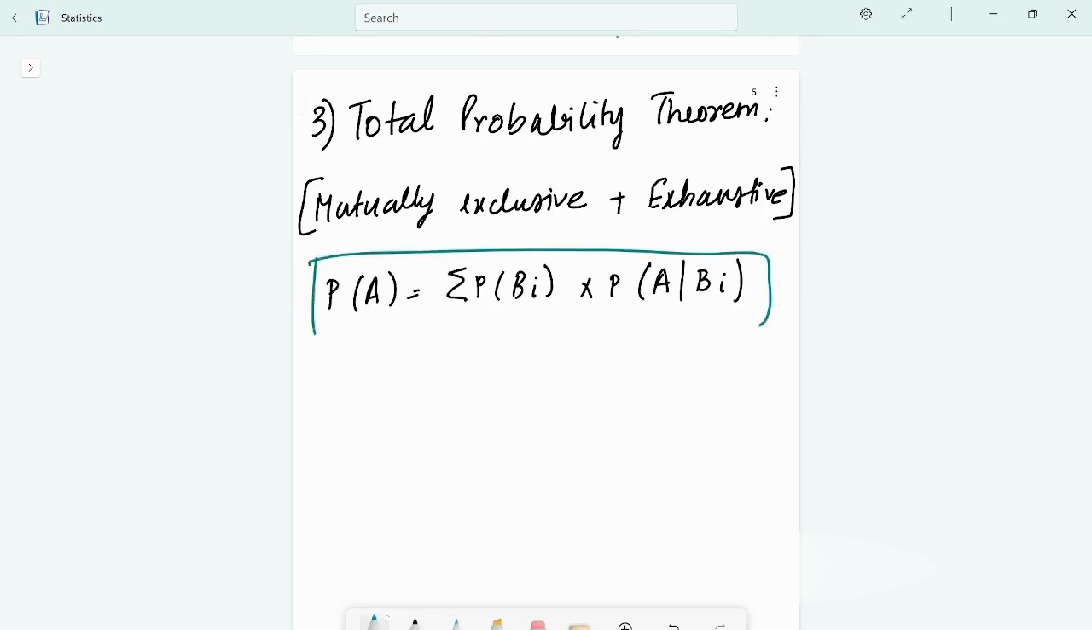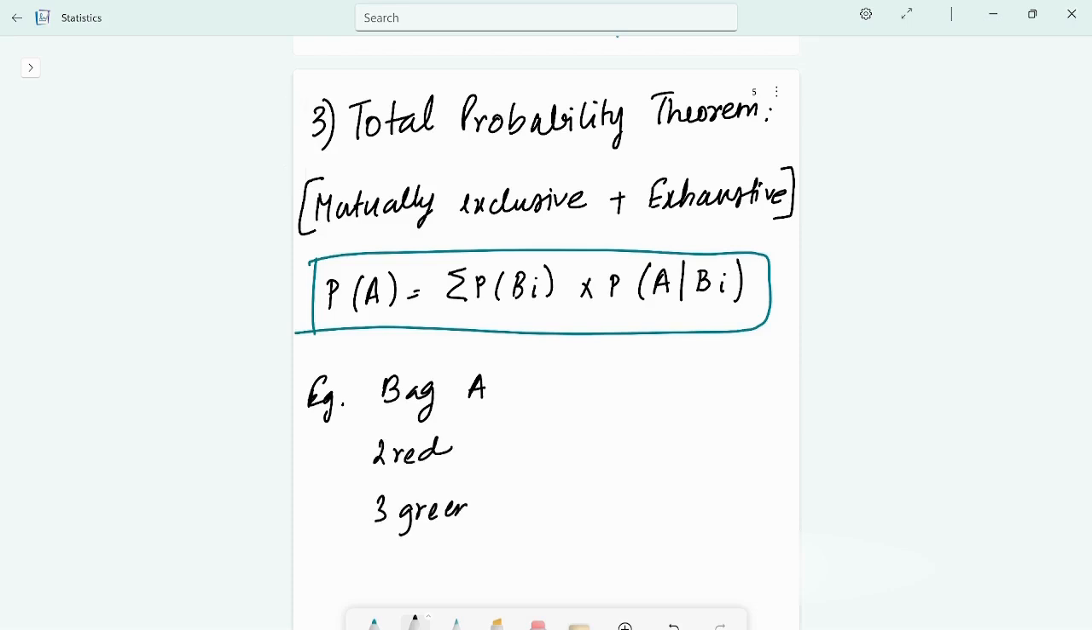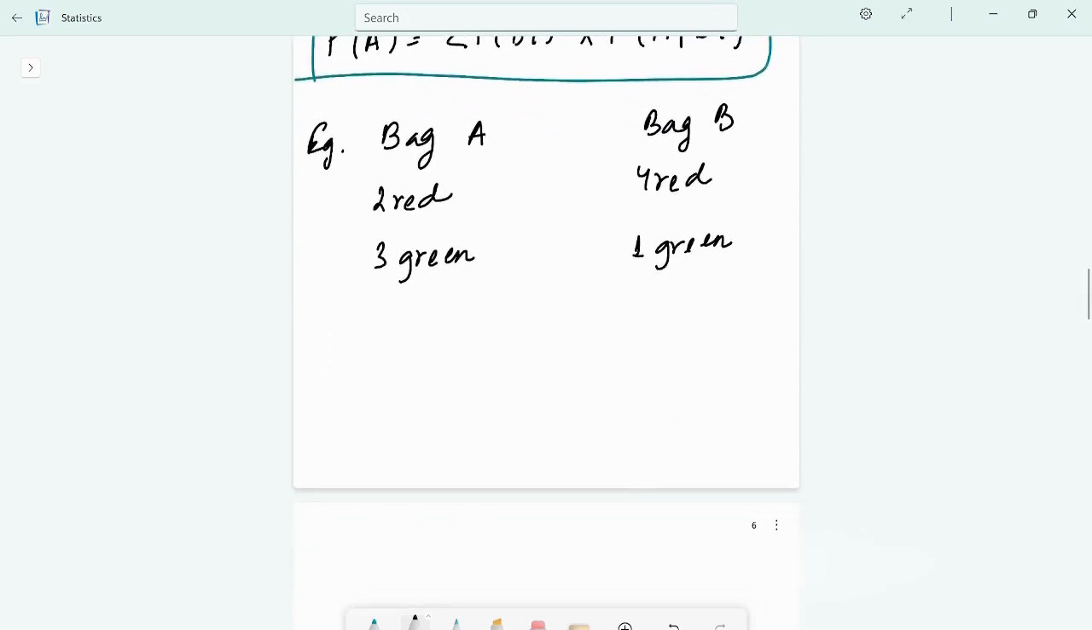We will understand this formula with an example. Let's take the example where bag A contains 2 red and 3 green balls. And bag B contains 4 red and 1 green ball. Now the question is, one bag is chosen randomly and a ball is drawn. Find the probability that it is green.